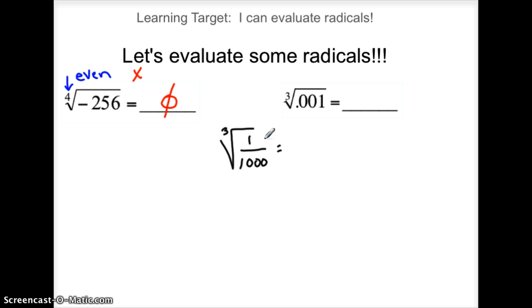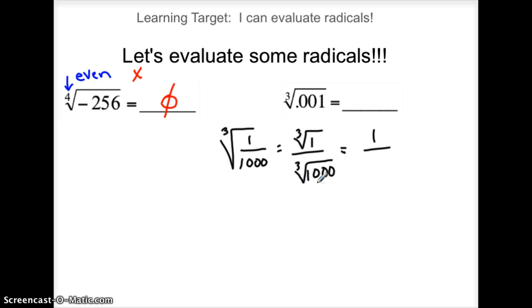Now, a cool thing that you should have learned last year in Algebra 2, with radicals with a fraction underneath, you can actually split it up. Make it a cube root on the top and a cube root on the bottom. Okay? Now, the cube root of 1, any root of 1, second root, fourth root, whatever it is, equals 1. Now, what is the cube root of 1,000 though?